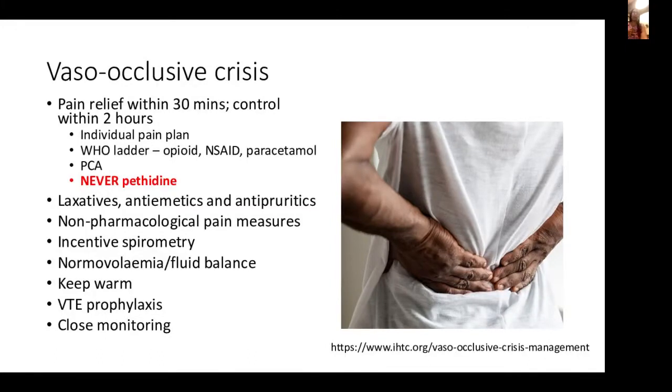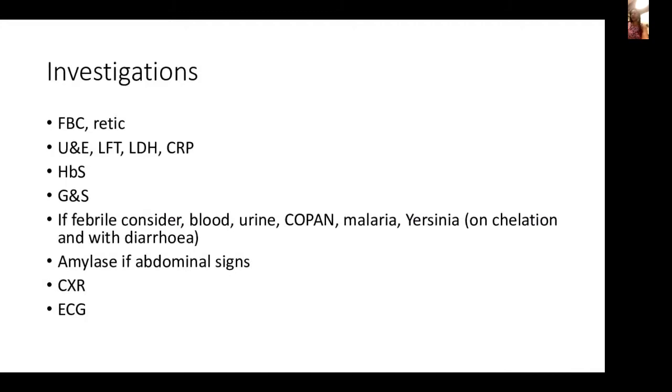Keep patients warm. You want to avoid cold because that leads to more vasoconstriction. And I must stress, make sure everyone's on VTE prophylaxis, low molecular weight heparin, if there are no contraindications, and TED stockings, and close monitoring, so you want them somewhere where they can be monitored close to the nurses' station. So that summarizes vaso-occlusive management.